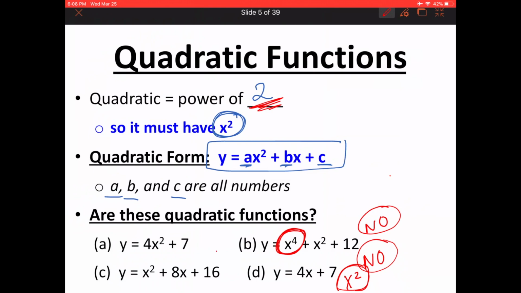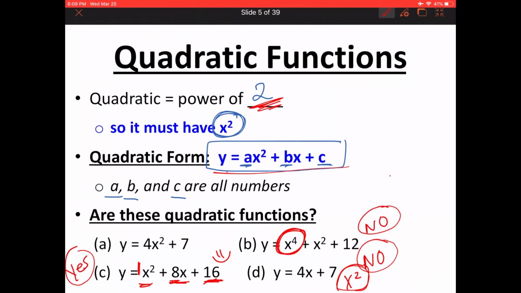So C is our lovely, beautiful example, right? It's almost textbook. It looks just like the format, ax squared plus bx plus c. Now, what are they using for a? They're using an invisible 1 for the letter a. They're using this number 8 to represent the letter b, and the number 16 to represent the letter c. So example C, yes, is an example of a quadratic function.